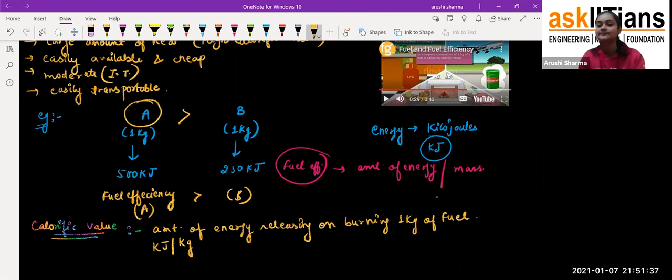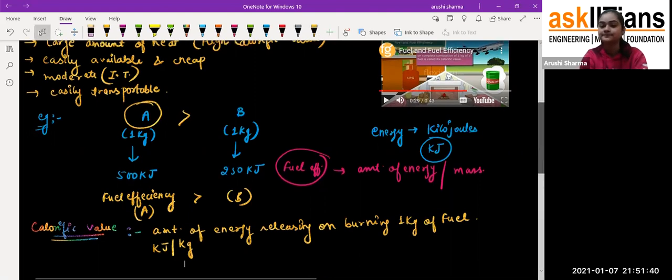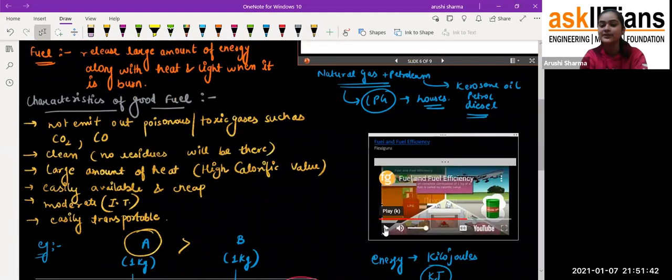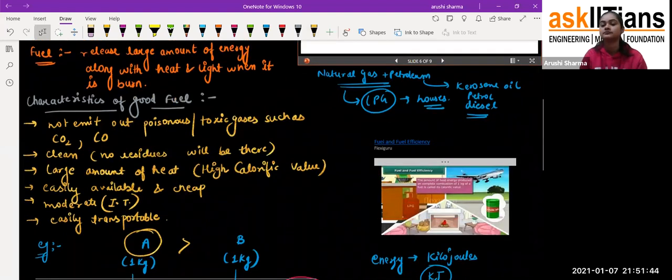Got my point? Okay, so continuing with this video. And it is expressed in a unit called kilojoule per kg. Calorific value of LPG is more than wood or coal. That is why LPG is more efficient fuel than wood or coal.